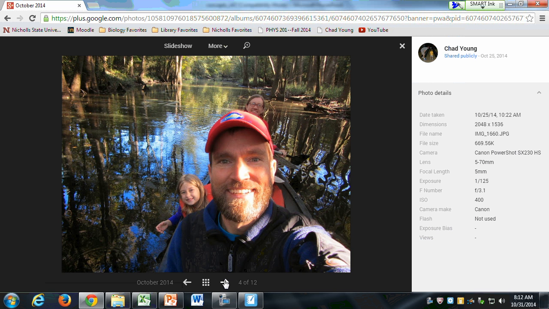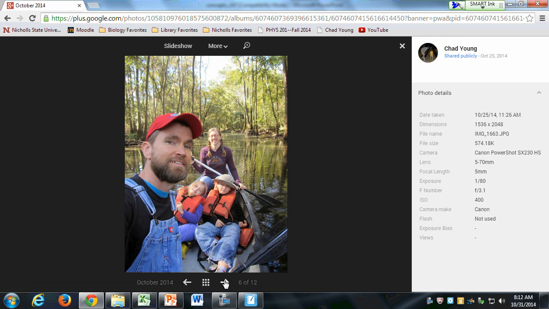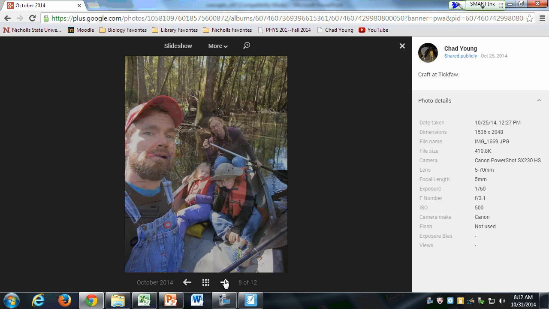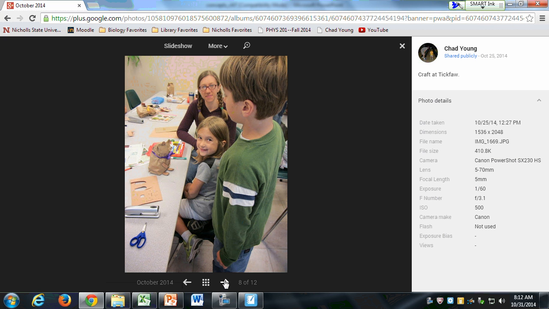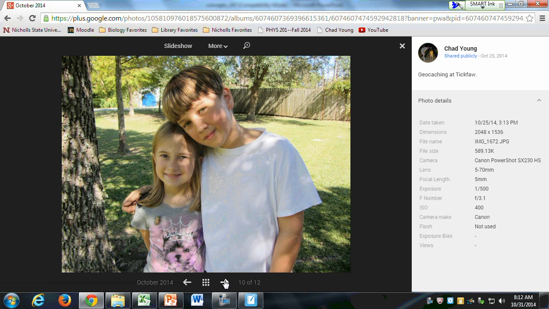We went canoeing. It was a nice weekend. That was our canoe selfie. It's a selfie, I don't know if y'all can tell. They had a craft there at the nature center. A little girl did it. That's a squirrel, a little paper bag squirrel. That was our campsite. We went geocaching. This is where we went geocaching.